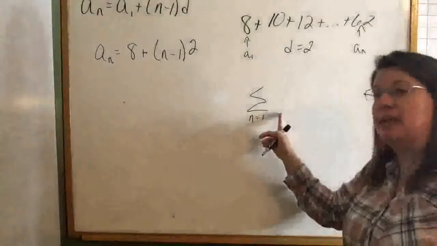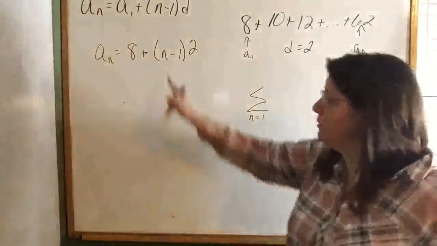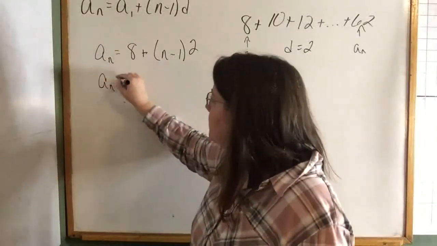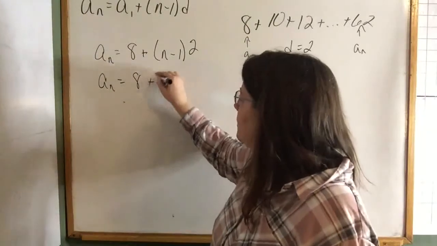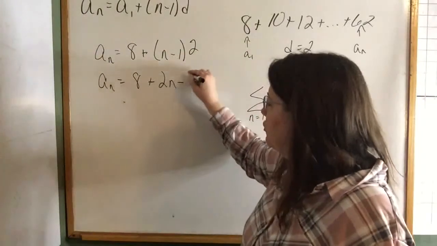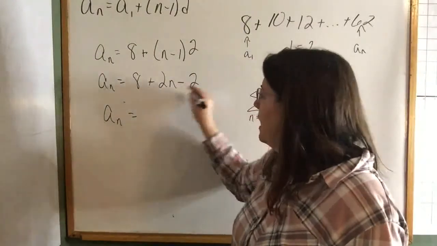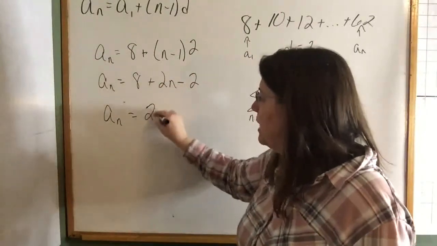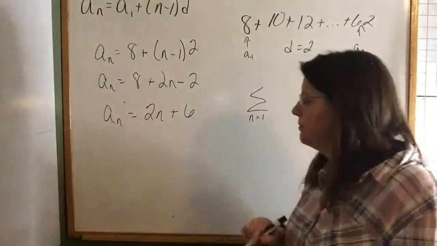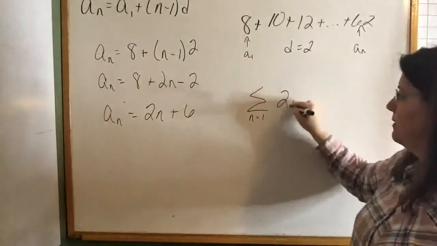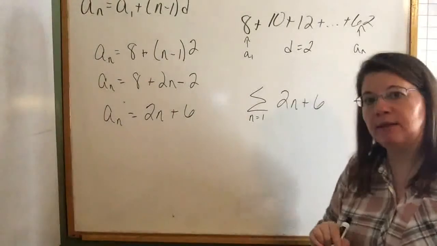What we need here is a formula. So if I do this, I've got a sub n equals 8 plus distribute, that's 2n minus 2. So I have a sub n equals 8 minus 2 is 6, so I've got 2n plus 6. That's my formula. That's what goes here, 2n plus 6.